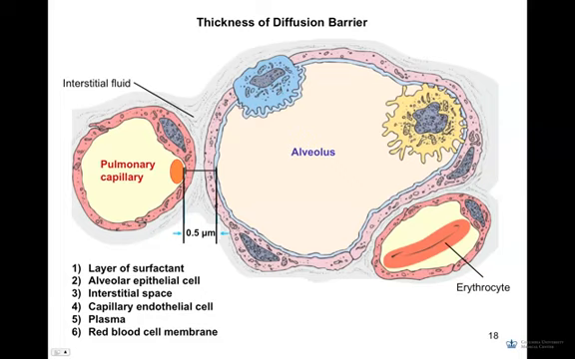Okay? Now the total thickness of this barrier, at most of these points at the gas exchange site, is approximately 0.5 micrometers in thickness. And again, just to give you a little perspective, that's about 50 times thinner than a sheet of tracing paper. So we're talking about a diffusion barrier that is very, very small. Okay? And we want that to be very small so that it does not stand in the way of diffusion.